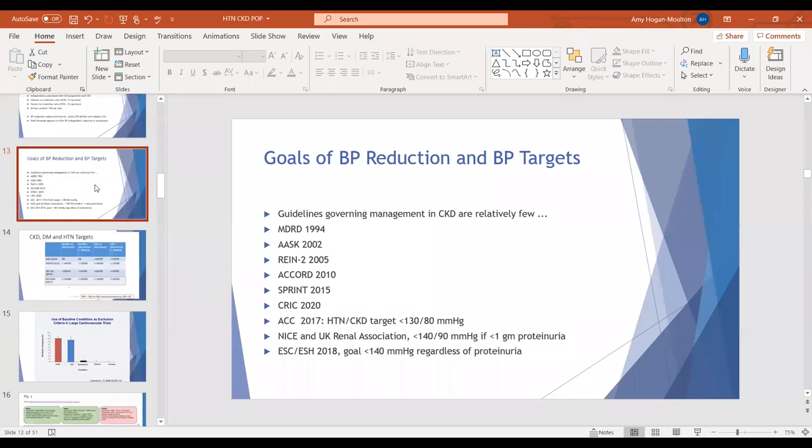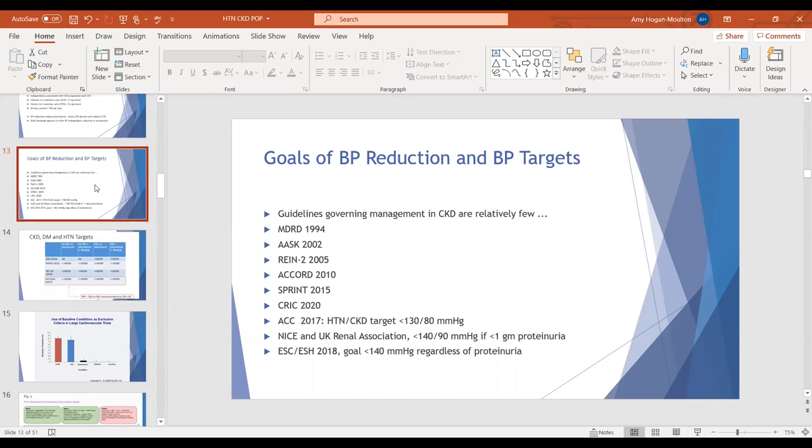All right, so I'm going to get to why this seems a little convoluted. There are goals of blood pressure reduction and blood pressure targets. Cardiologists have a lot of trials; for kidneys, not as many. So the guidelines governing the management of chronic kidney disease are relatively few. The MDRD trial was 1994, AASK was 2002, REIN was 2005, ACCORD was 2010, and SPRINT was 2015, which got a lot of press, but it was very difficult for everybody to interpret.